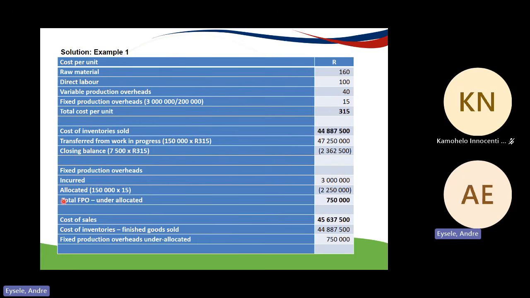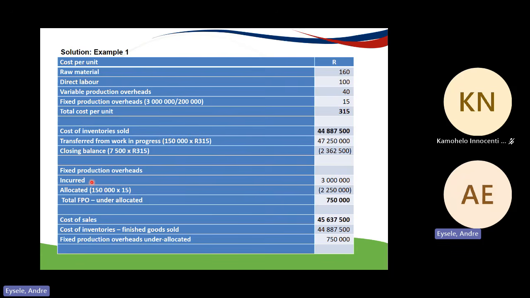But colleagues, the fixed production overhead incurred is 3 million. There is an allocated amount of 150,000 times 15 Rand, which is only 2,250,000. Can you see you've got an under allocation? We have allocated to production 2,250,000. We should have allocated 3 million. So the difference is an under allocation. That's why we need to add it to our cost of sales figure. We had too little allocated to production based on normal capacity.